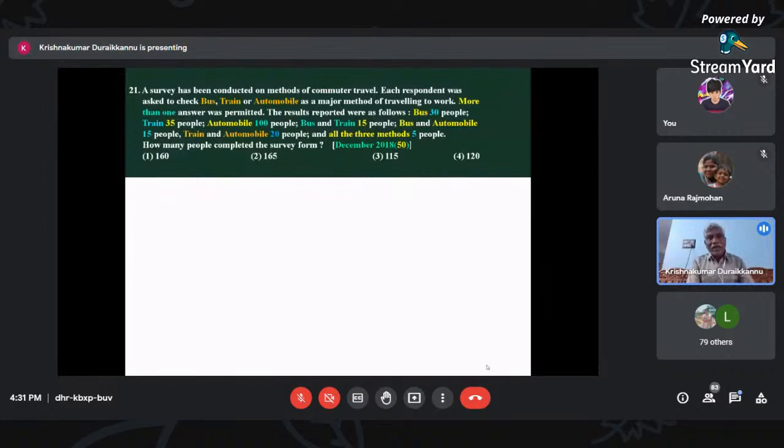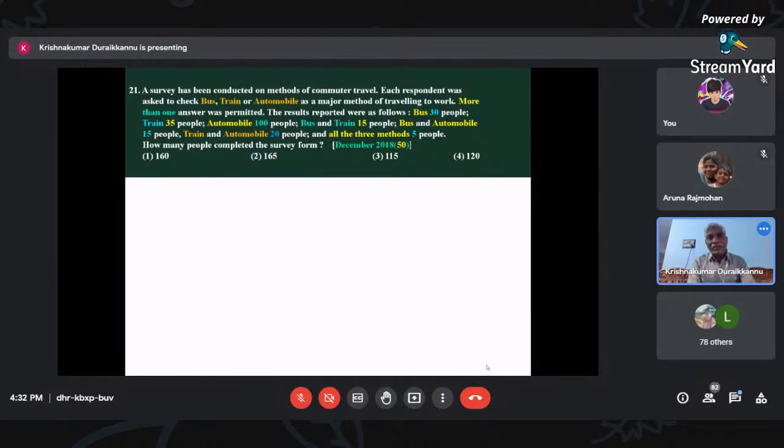A survey has been conducted on methods of commuter travel. Each respondent was asked to check bus, train, or automobile as a major method of traveling. So some survey is conducted with people, whether they travel by bus, train, or automobile. More than one answer was permitted. The person is allowed to give more than one answer, because sometimes in the rainy season a traveler can use the bus or train, and otherwise they can use the automobile, or they can use the moped also.